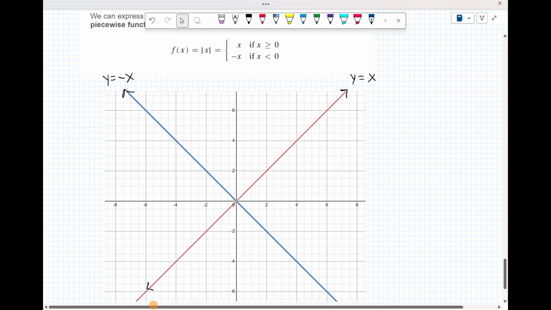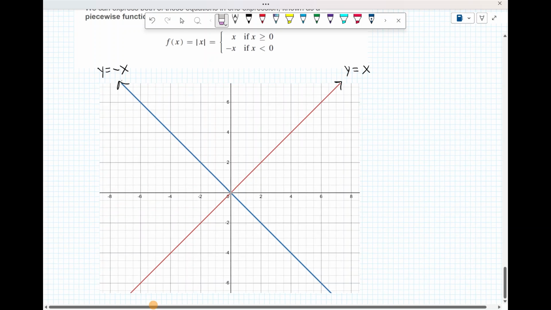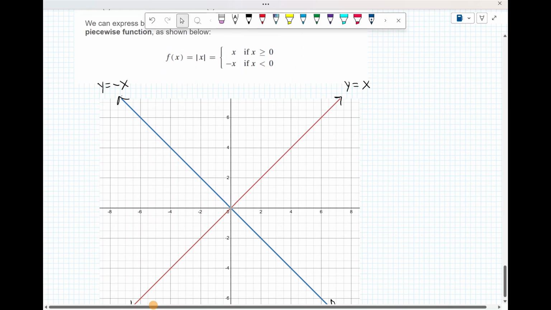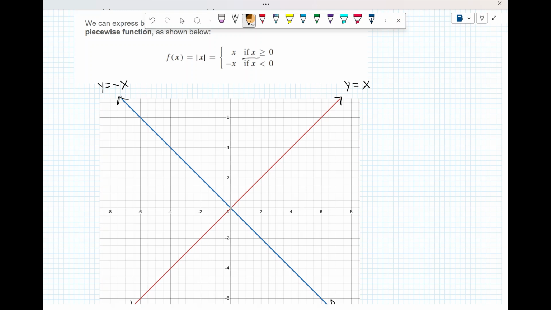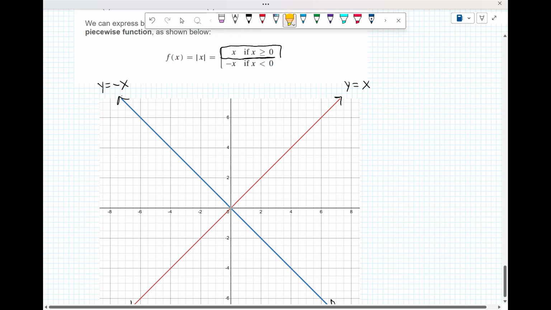So the way that our absolute value function works when we think of it as a piecewise function is this. We are going to use the graph y equals x, or f of x equals x, when x is greater than or equal to 0. So that means we will use this graph whenever x is equal to 0 or greater than 0. So we're going to use this part right here.